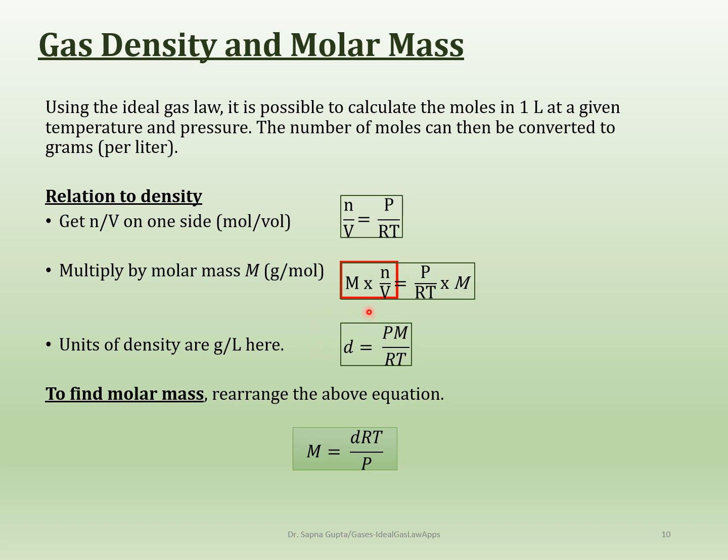And so once you do that, M over V is density. Okay, so that is mass. Grams over volume is density. That's what's left over on this side. So I can write that for you if you feel like that will help you.